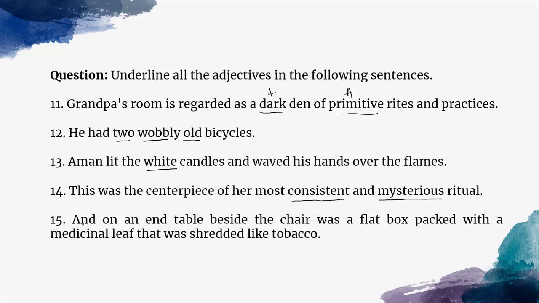Next, and on an end table beside the chair was a flat box. So box is flat. This is an adjective. Packed with a medicinal leaf. So leaf is medicinal. That's also an adjective. That was shredded like tobacco. Okay friends, so I hope this is clear.